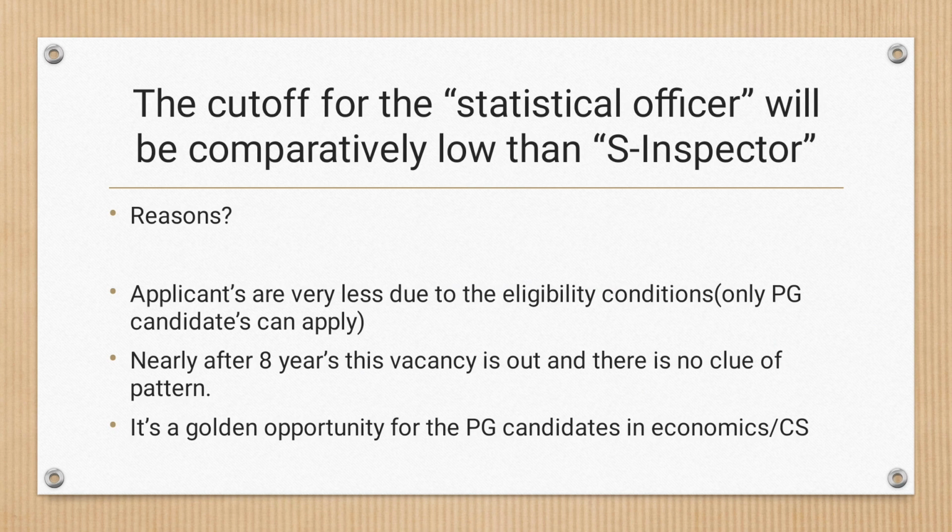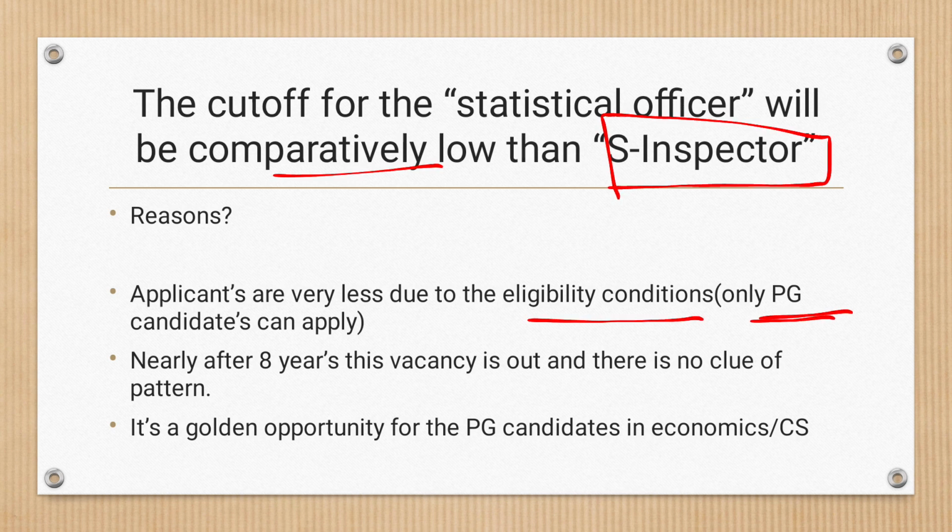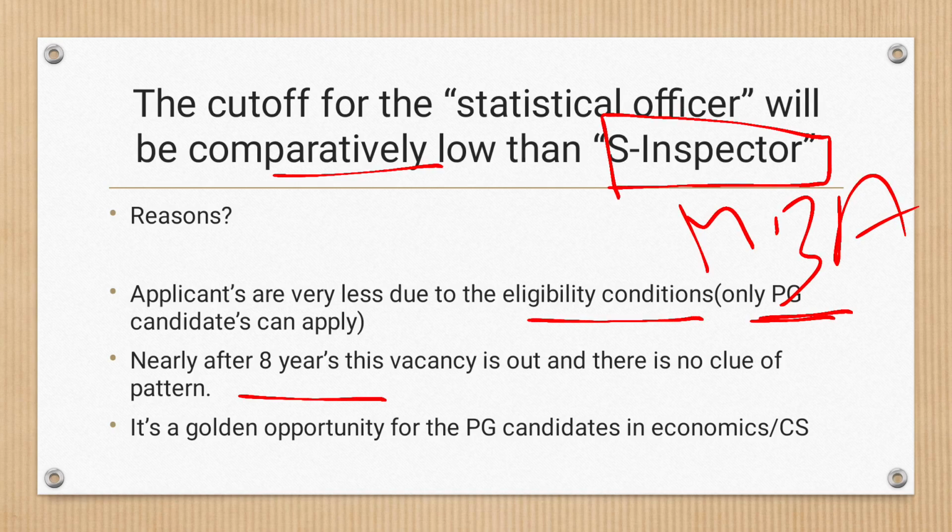The cutoff for the Statistical Officer will be comparatively lower than the Statistical Inspector. What may be the reasons? See, applicants are very few due to the eligibility conditions, as the eligibility condition was only PG, such as MBA, MCom or MA Economics. And nearly after 8 years, this vacancy is out and there is no clue of the pattern. As this exam has not been conducted for the past 8 years, there is no clue how the examination would be. It was just a wild guess of the candidates that they appeared.